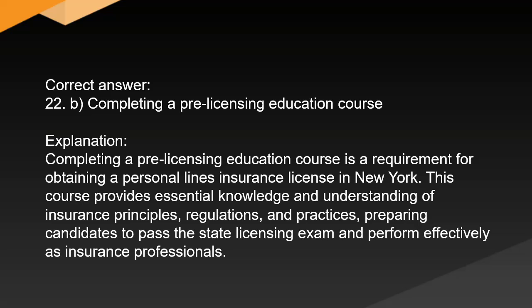Correct answer. B. Completing a pre-licensing education course. Explanation. Completing a pre-licensing education course is a requirement for obtaining a personal lines insurance license in New York. This course provides essential knowledge and understanding of insurance principles, regulations, and practices, preparing candidates to pass the state licensing exam and perform effectively as insurance professionals.